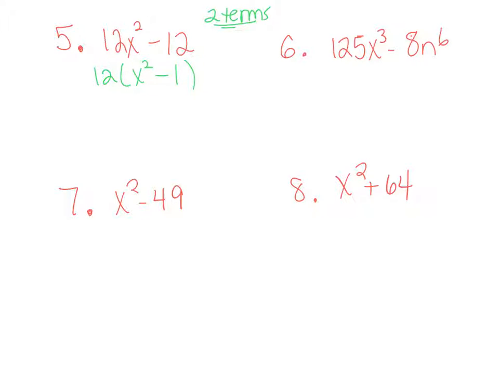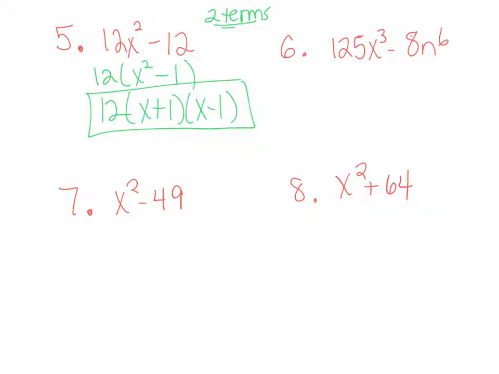So I still have x squared minus 1, which is a difference of 2 squares. So this factors into x plus 1 and x minus 1, and we definitely have to bring the GCF back in front. This one right here, how many terms do I have? I have 2 terms. Do I have a GCF? No, I don't.